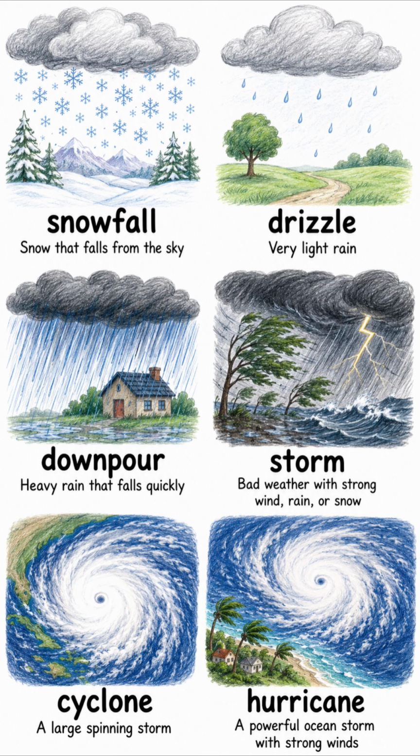Drizzle, very light rain. Downpour, heavy rain that falls quickly. Storm, bad weather with strong wind, rain, or snow. Cyclone, a large spinning storm. Hurricane, a powerful ocean storm with strong winds.